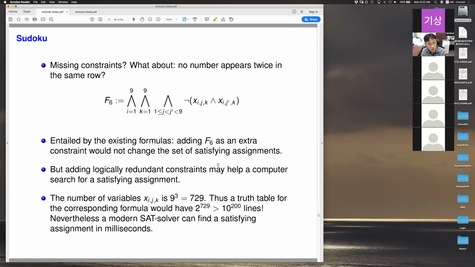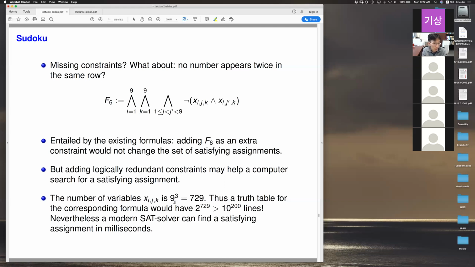It requires some understanding about which encodings, which redundancy can actually help and which redundancy can actually hurt the performance of the SAT solver. But anyhow, if you just encode from F1 up to F5 without F6, and then ask the SAT solver, it can actually solve this Sudoku problem, okay? And this Sudoku is not a very easy problem.